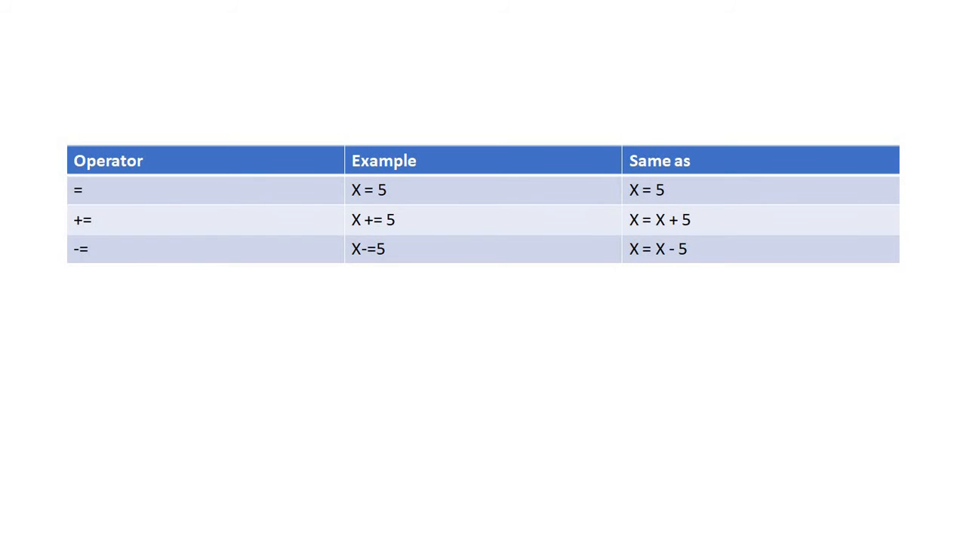Minus equal to, x minus equal to 5. It will subtract 5 from the value of x and it will reassign that value to x. So we can use this also as multiplication equal to, division equal to, and other operators whichever I explained in arithmetic operators. We will take an example now and understand this.